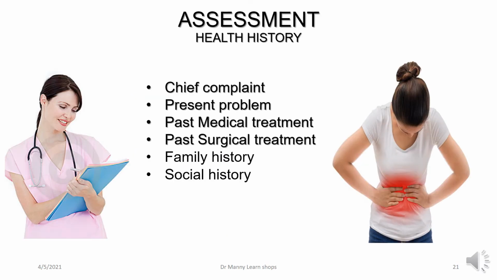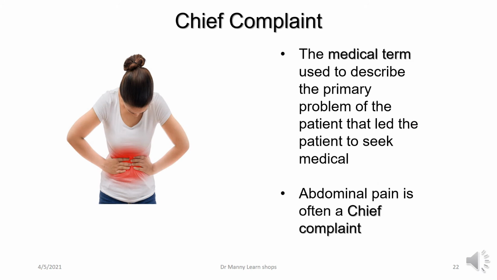Now let's move on to a health assessment. The first component is the health history, which consists of the chief complaint, the present problem, the past medical treatment, past surgical treatment, the family history, and the social history. The chief complaint is what brought the person into hospital. This is a medical term used to describe the primary problem of the patient that got them to come and seek medical help. And in our session, we're talking about abdominal pain, which is often a chief complaint.